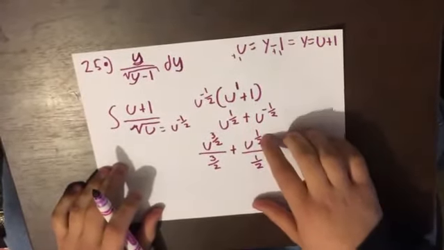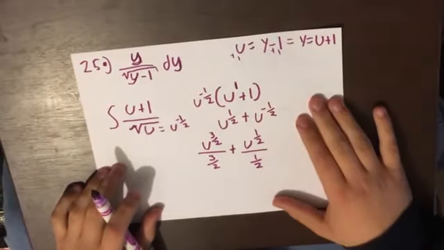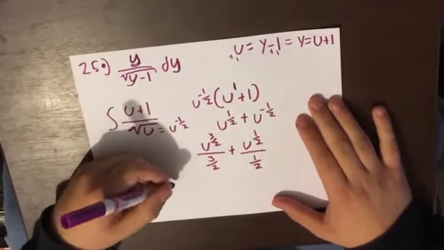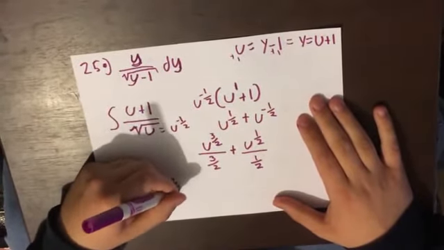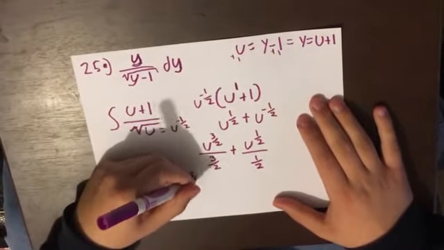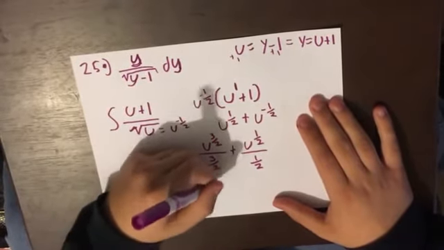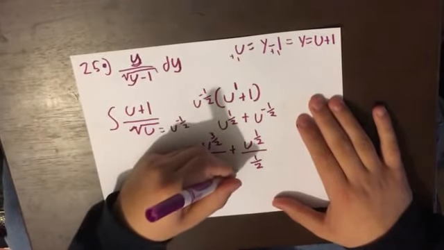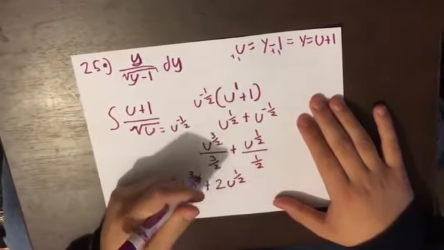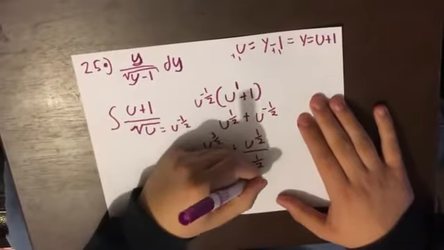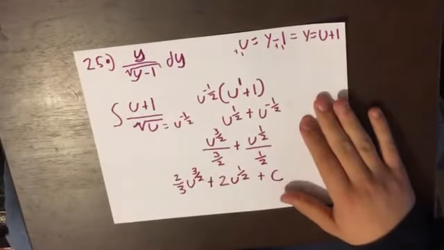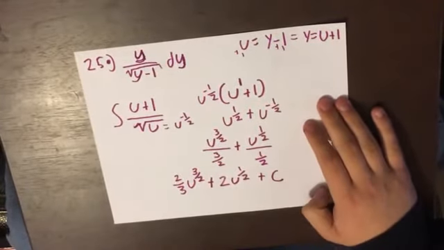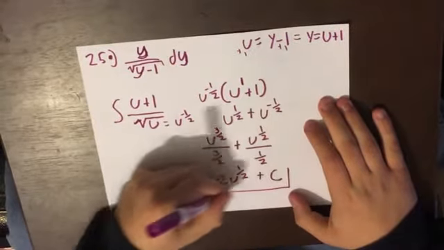Now you kind of want these up top, so you're going to multiply by the reciprocal, which is just going to be 2/3 u to the 3/2 plus 2u to the 1/2 plus c. And that is going to be your answer right here.